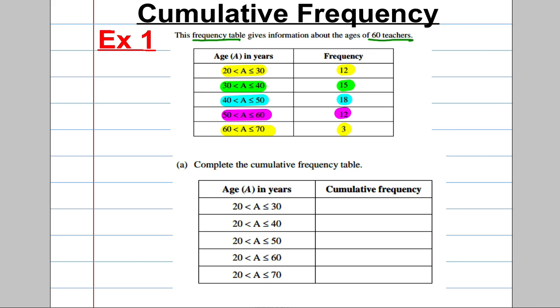And the first thing it asks you to do is draw a cumulative frequency diagram. Now, do you remember I told you at the start, I said cumulative means the result of adding on each time.